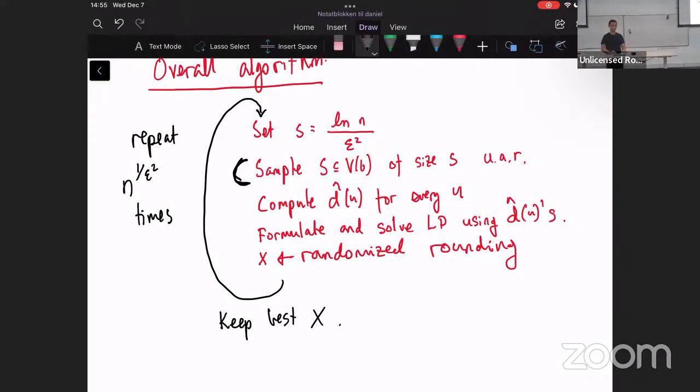Okay, so this is a good place to take a little bit of a break, take some questions, because then we're going to flip to something completely different. Well, still max cut, but a different algorithm for max cut.